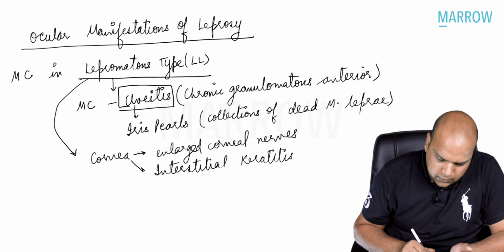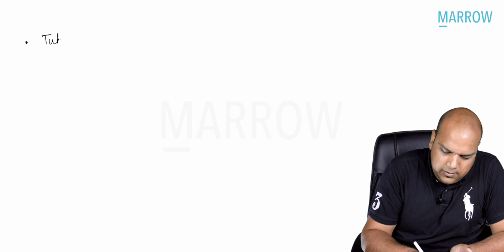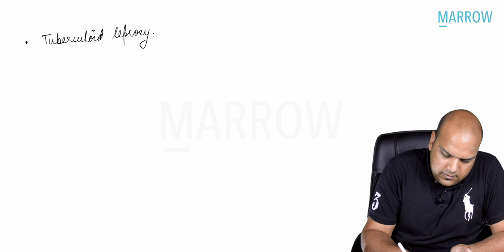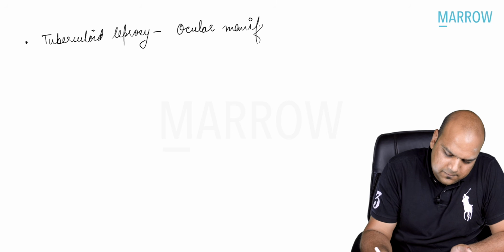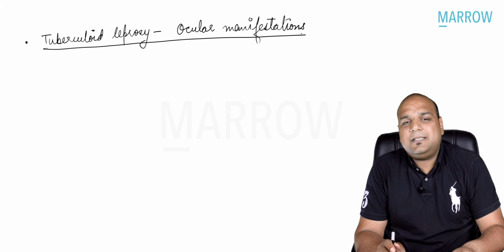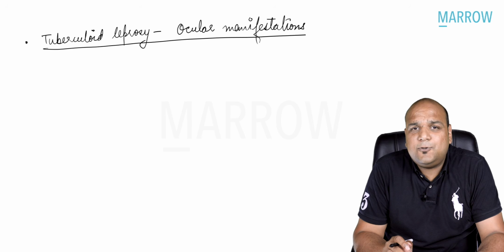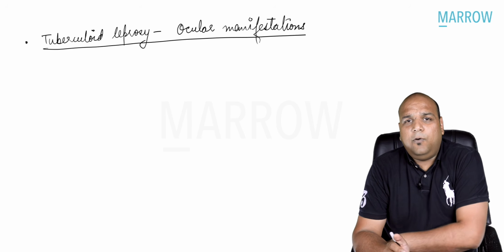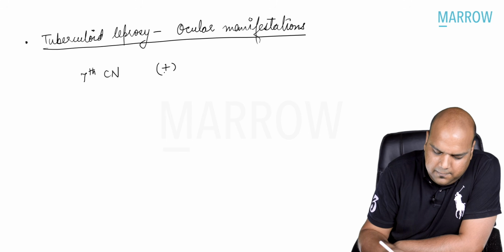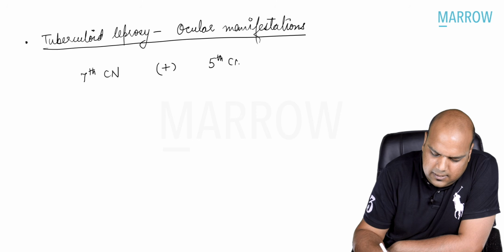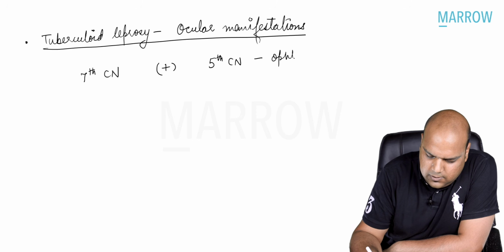All right, everybody. So we know this, but this does not help us solve the question. So what else do we want to know? We want to know about tuberculoid leprosy. Tuberculoid leprosy, ocular manifestations. Let us see whether we know this. So the tuberculoid ocular manifestations, everybody, are actually what is asked in the question. The tuberculoid form of leprosy leads to 7th cranial nerve plus 5th cranial nerve ophthalmic branch palsy.